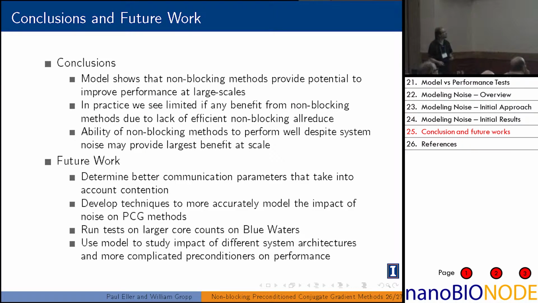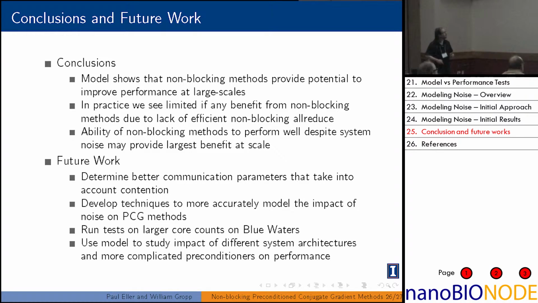So in conclusion, the model shows that non-blocking methods provide the potential to give speedups at extreme scales. In practice, we don't really see much benefit due to the lack of efficient non-blocking Allreduces. And in general, the ability of these non-blocking methods to perform well despite system noise might provide the biggest benefit in the future.